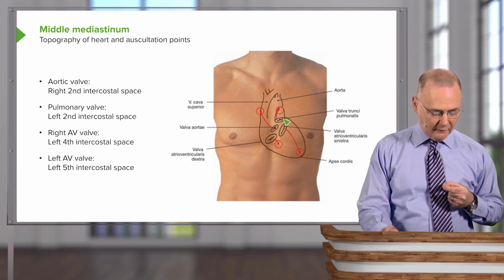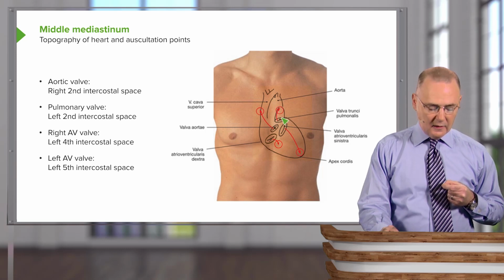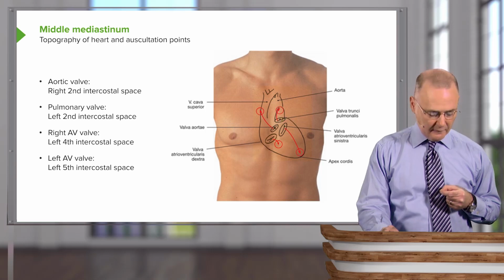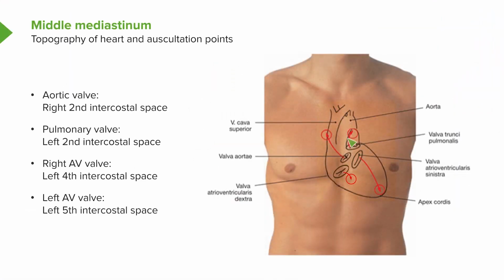We also have, right in through here, the pulmonic or pulmonary semilunar valve. And again, if you follow the vector of blood flow out through this valve, you will see that the best area or the optimal area to detect closure of this valve is going to be in the second intercostal space as well, but in the left intercostal space.